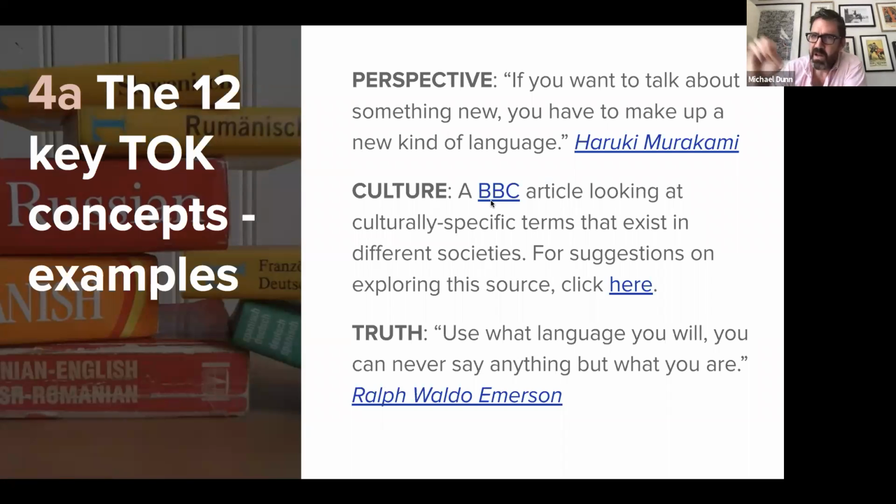So culture, a very close relationship with language, of course. Truth, nice quote there from Emerson: use what language you will, you can never say anything but what you are. I think that's a lovely quote to get some conversations going with your students. So yeah, as I will say later, our resources offer a lot more links to media sources, a lot more quotes for all of the 12 concepts to give you some suggestions on how you can get something started with your students discussing these fantastic ideas that are so important to the TOK course.